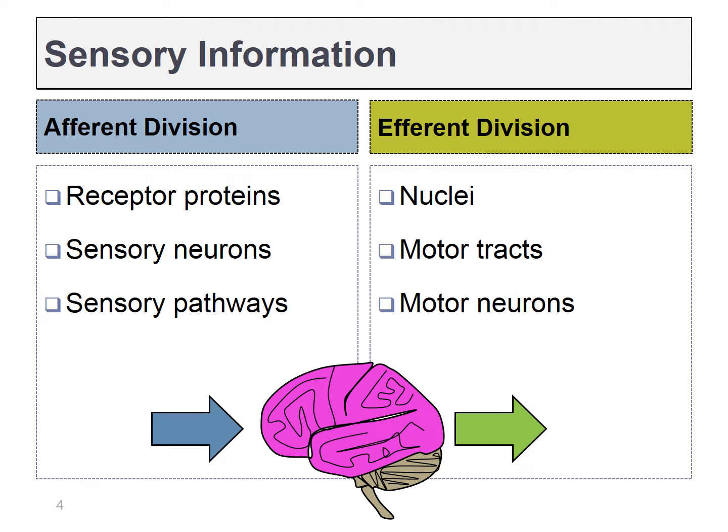So our sensory system is the afferent division of our nervous system. That means that neurons pick up information and send it towards the CNS. This is in contrast to the efferent division, which controlled my skeletal muscle and that whole autonomic nervous system that we discussed in the previous lecture.